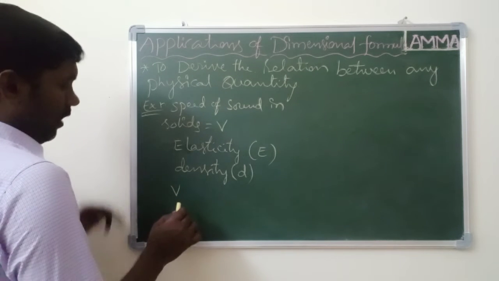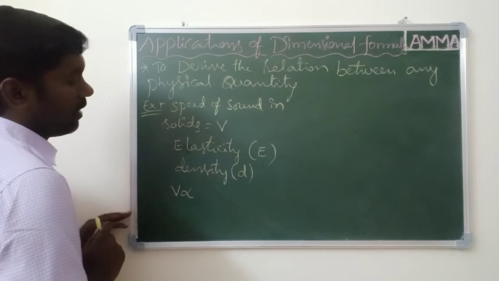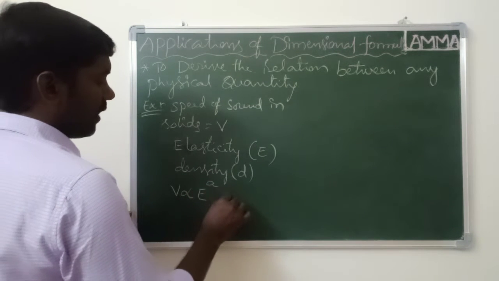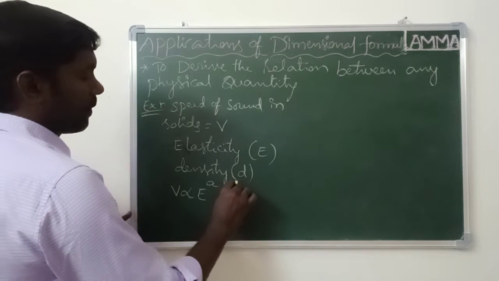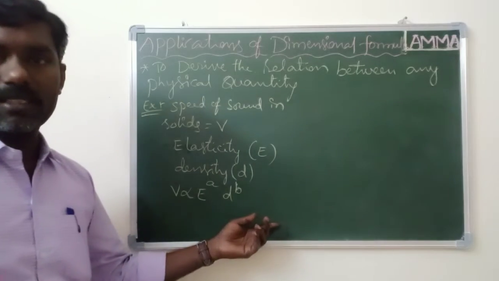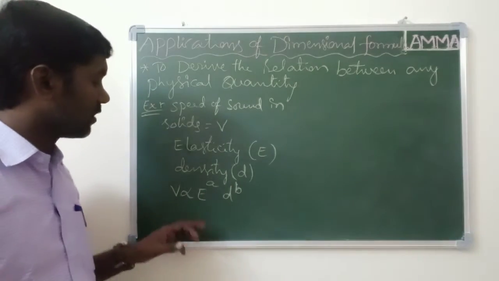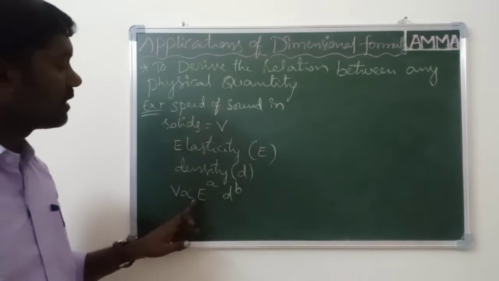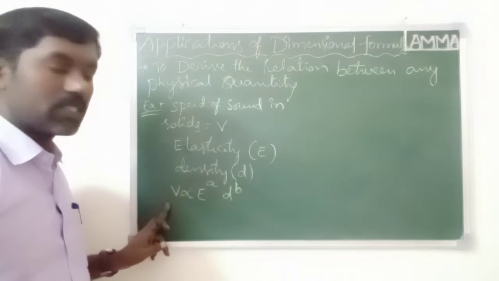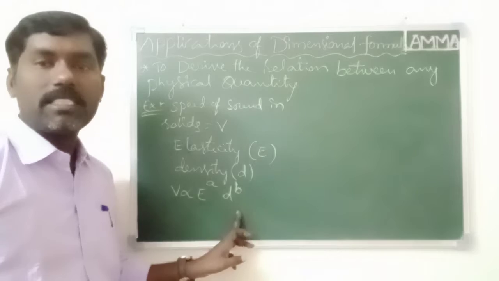The speed of the sound in solids is directly proportional to E power a and D power b. What are these a and b? a and b are constants. Our aim is to find out these constants a and b. The speed of the sound in solids is directly proportional to the elasticity and density of that medium.